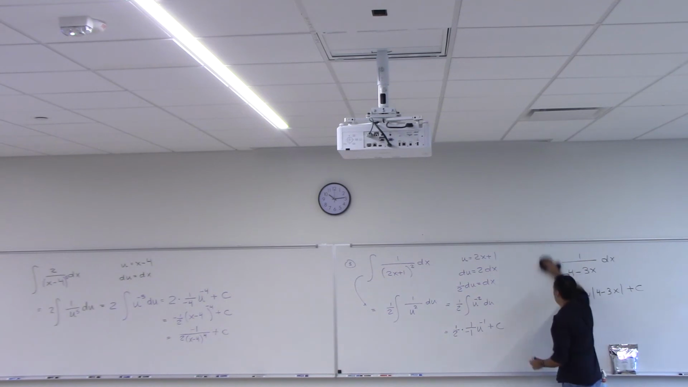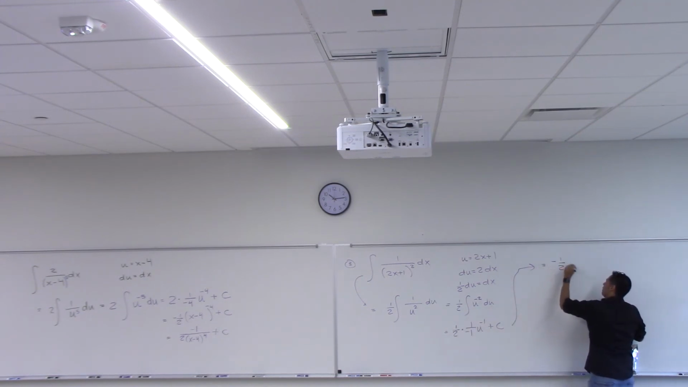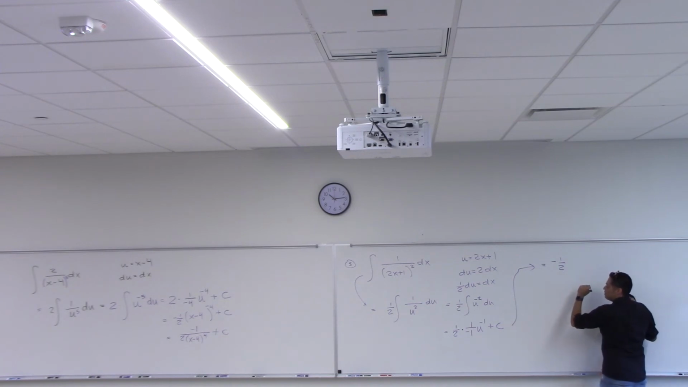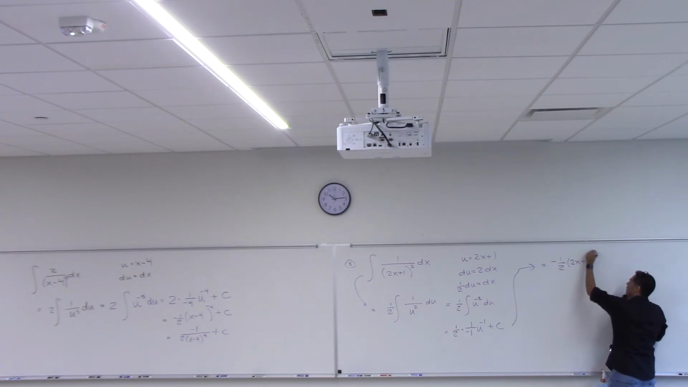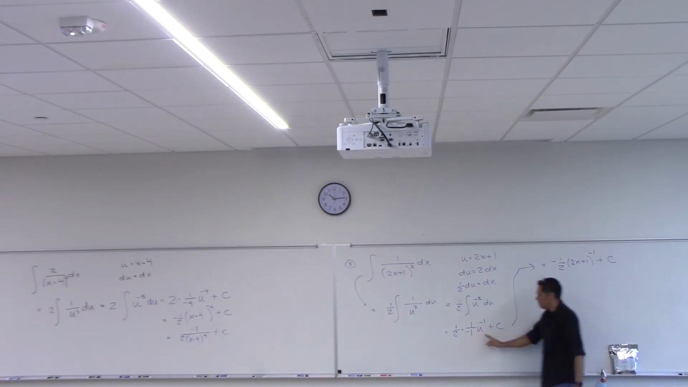So I think I'm ready for a final answer, if y'all are okay with that. I'm going to put this together, so negative 1/2. And then 1 over, however you want to do this, right? I'll write 2x plus 1 to the negative 1 plus c. And of course, you could always drop that down. All I did there was just replace the u.